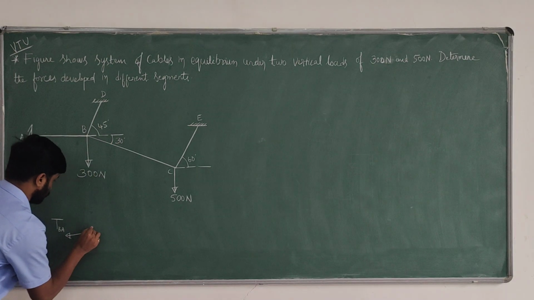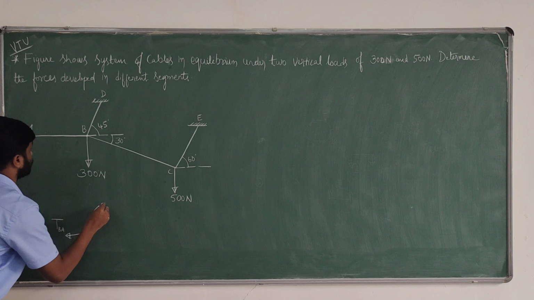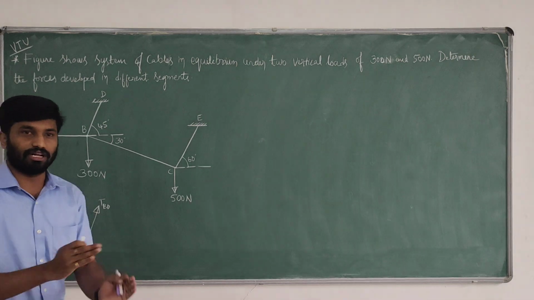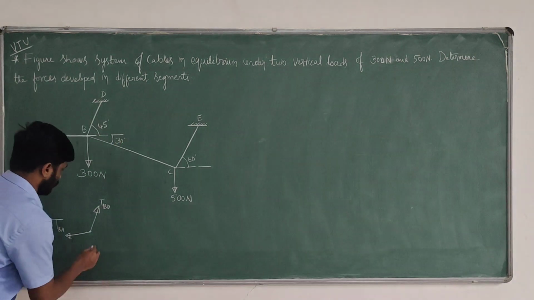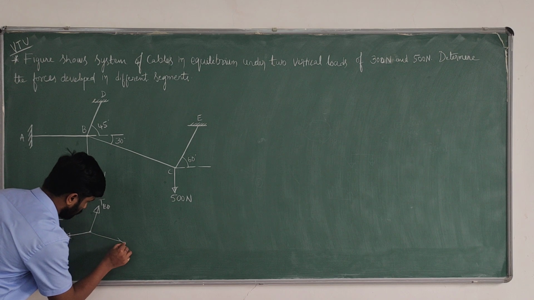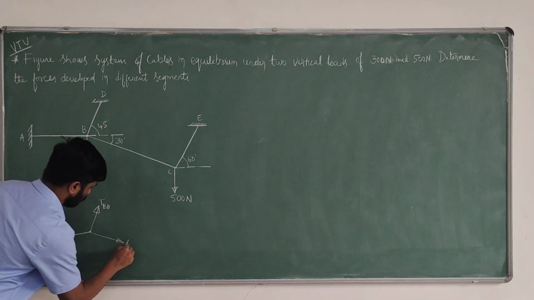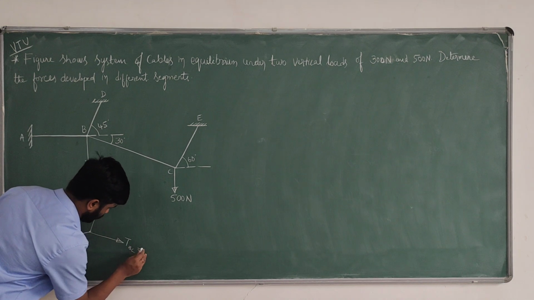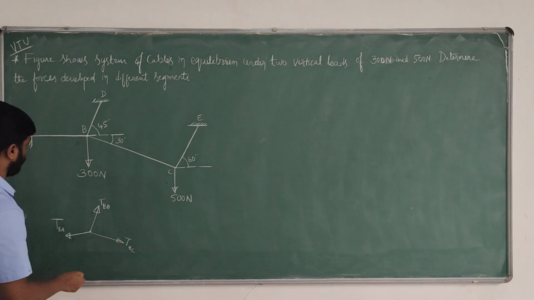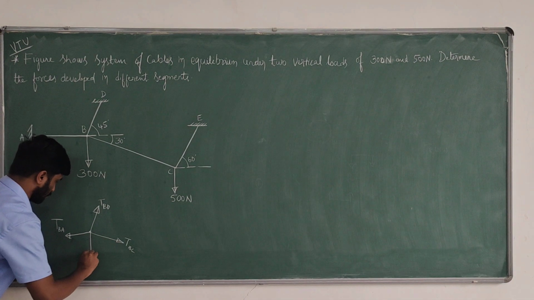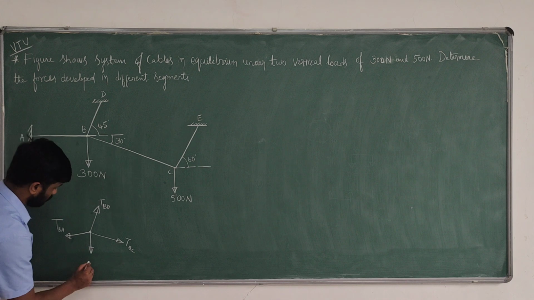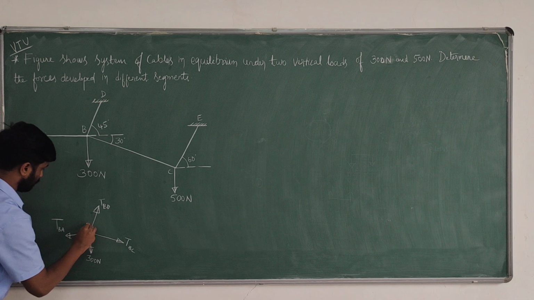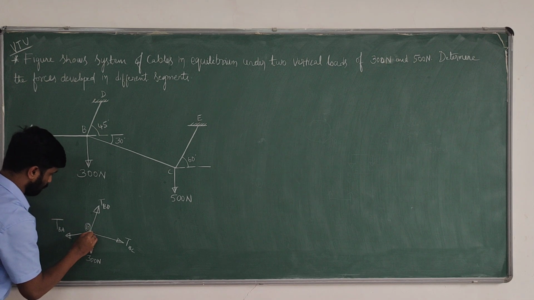Next, this is also one more segment. This segment I will take as TBD or TDB, both are same. And next we have one more member, TBC, which equals TCB, both are same. We also have one more vertical load, the vertical load is 300 Newton. This is joint B, or point B.